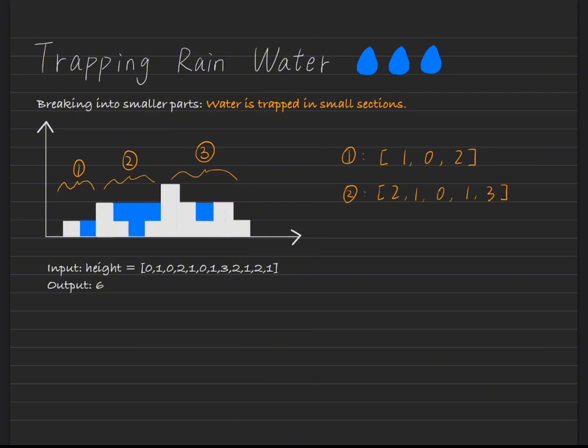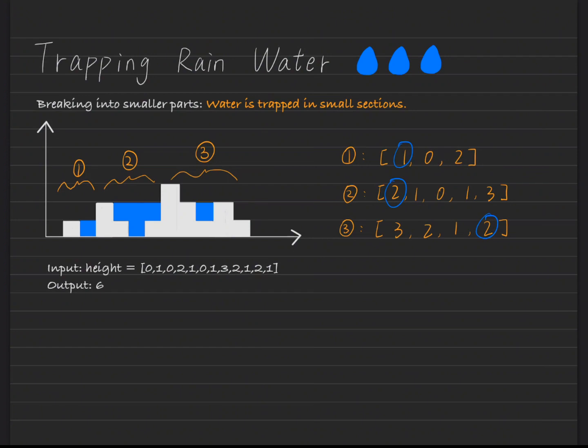For section 2, it's trapped between 2, 1, 0, 1, 3. And for section 3, water is being trapped between 3, 2, 1, and 2. What can we learn from these numbers? We see that water is being trapped between the left and right edge, and the amount is determined by the smaller one of the two. For example, water reaches the height of 1 in section 1, 2 in section 2, and 2 in section 3.